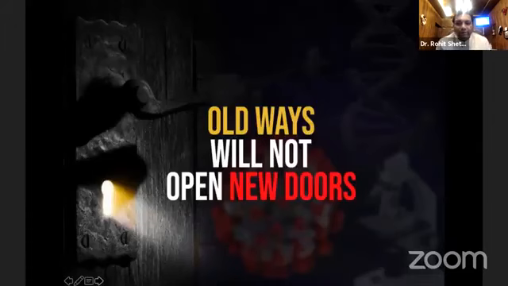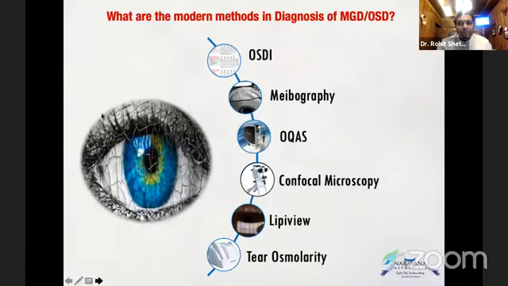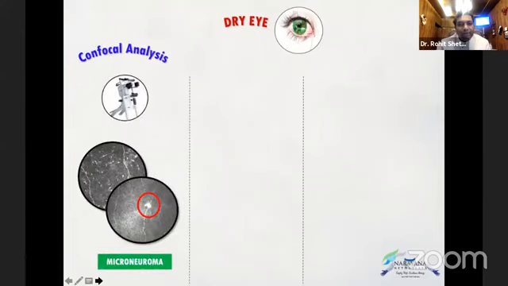Start off with this concept: old ways will never open new doors. So we have to really look at how we evaluate the whole ocular surface. When we present this slide, it doesn't always mean that everybody should buy everything, but these things are done so that we understand what is really happening. And once we understand what is happening, it's probably easier to make sense of sometimes unexpected problems.